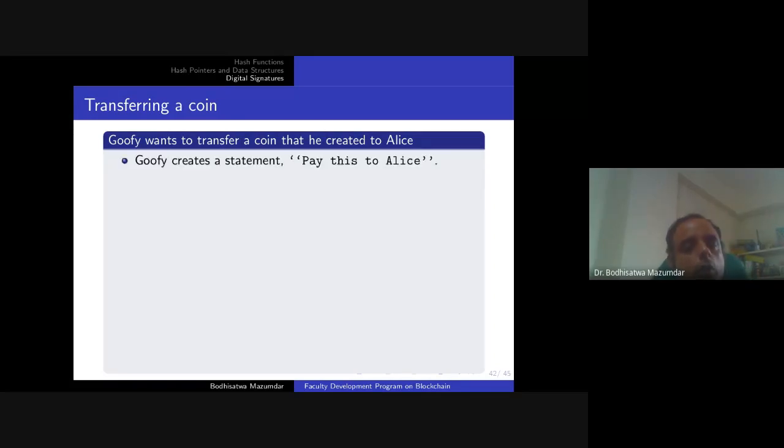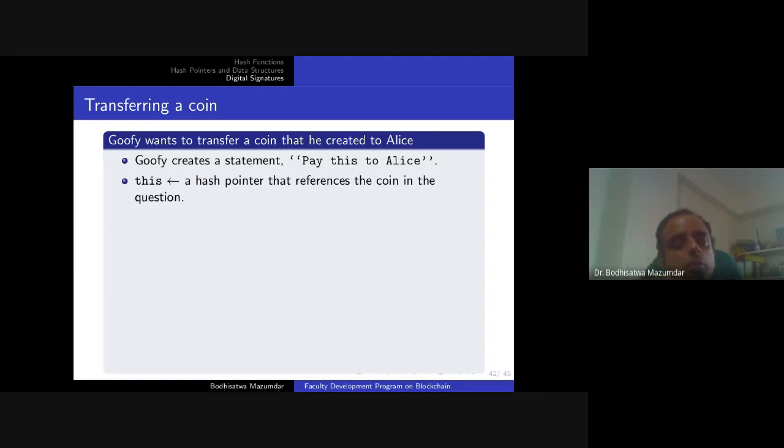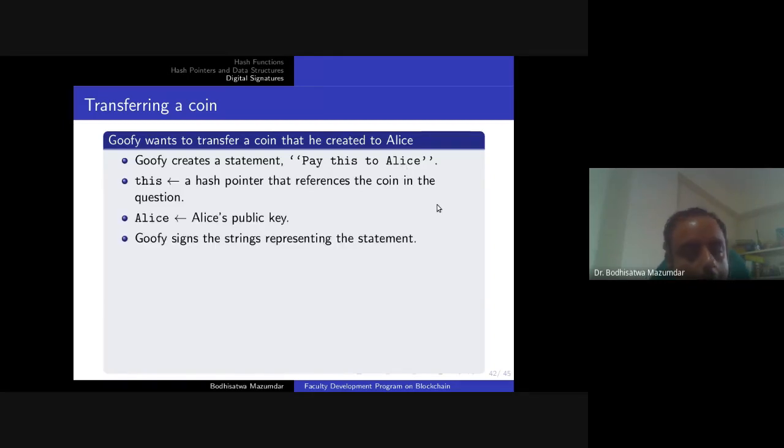So what does he do? Goopy creates a statement: pay this to Alice. That means pay this coin to Alice. Here, Alice is the public key of Alice, and this is a hash pointer that references the coin in question. So this hash pointer points to the coin that Goopy has generated, and he instructs that this coin should be given to Alice, where Alice is basically Alice's public key.